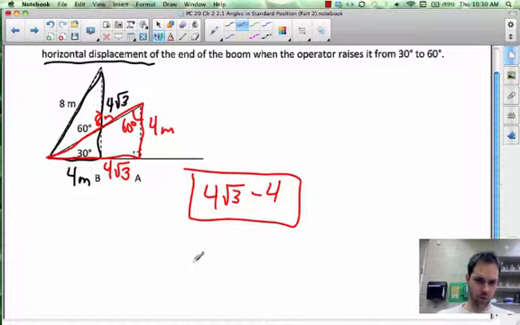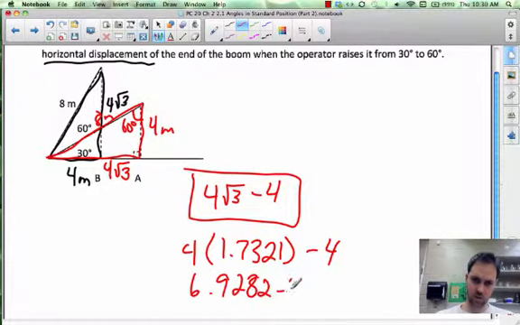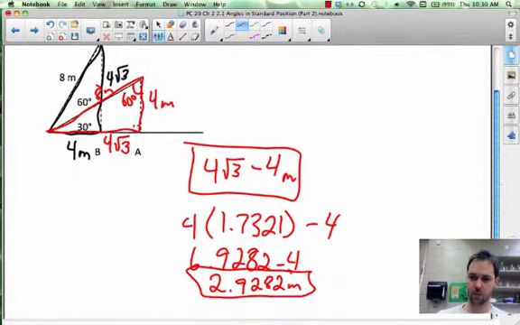and it gives you 1.7321, and it would keep going. We'll round it off there, and then you multiply that by 4, gives you 6.9282. Okay, and then subtract 4, and of course you get 2.9282. So that is the horizontal displacement, and of course we need a unit, and that would be meters.